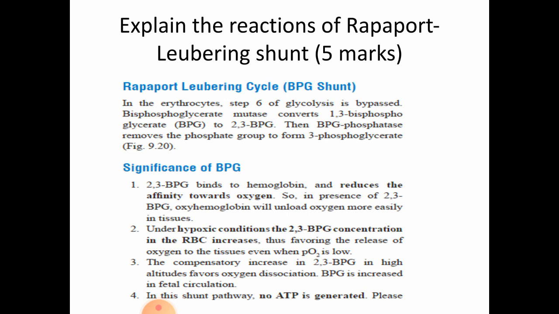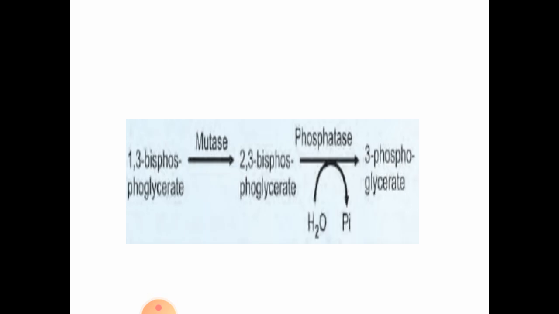So you have to give the definition. If for 5 marks you have to give the definition, that is it is seen in RBCs, which is the sixth step of glycolysis getting bypassed, as bisphosphoglycerate mutase converts 1,3-bisphosphoglycerate, BPG, to 2,3-BPG, and the steps. Next one is the significance you have to write.